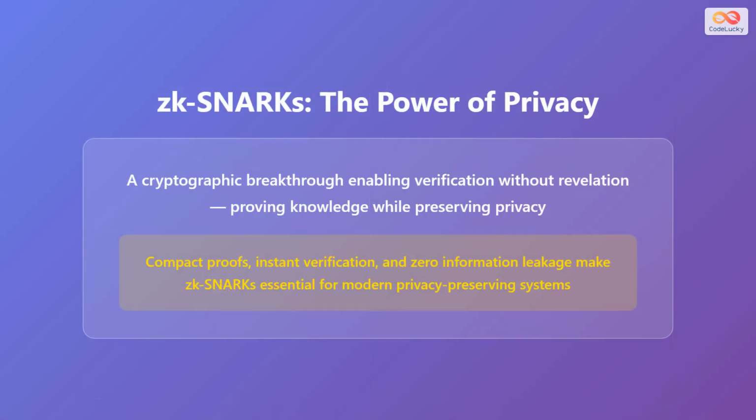zk-SNARK represent a cryptographic breakthrough that enables verification without revelation. They allow us to prove knowledge while preserving complete privacy. The combination of compact proofs, instant verification, and zero information leakage makes zk-SNARK an essential tool for modern privacy-preserving systems. As we move toward a more digital future, technologies like zk-SNARK will become increasingly important for protecting our privacy while maintaining trust and security. This powerful cryptographic technique is changing how we think about proving information in the digital age.